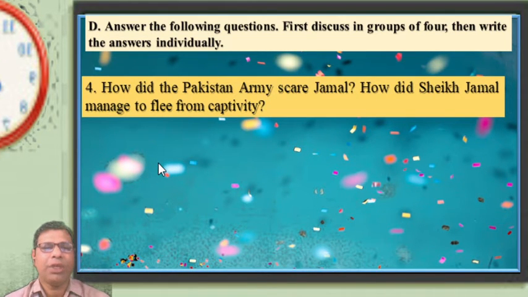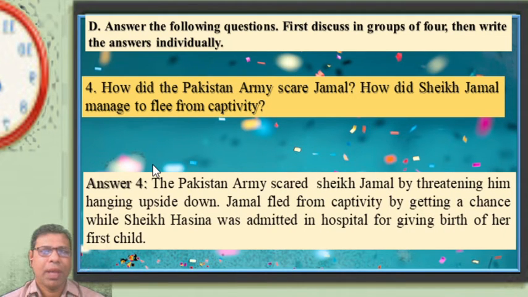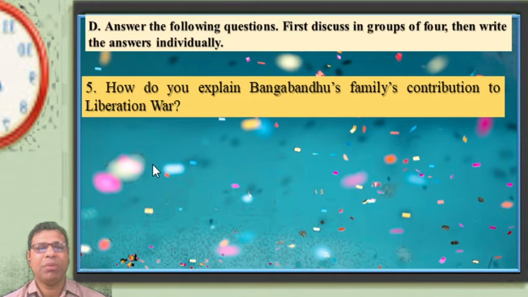Question number 4, how did Sheikh Jamal manage to flee from captivity? The Pakistan army scared Sheikh Jamal by frightening him with hanging upside down. Jamal got free from captivity by getting a chance while Sheikh Hasina was admitted to hospital to give birth to her first child.